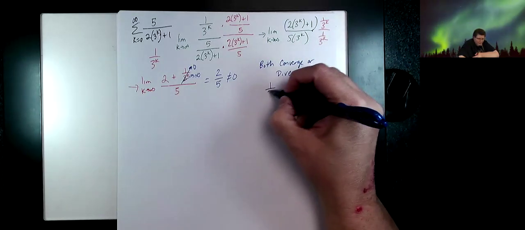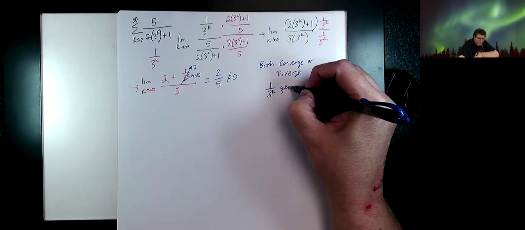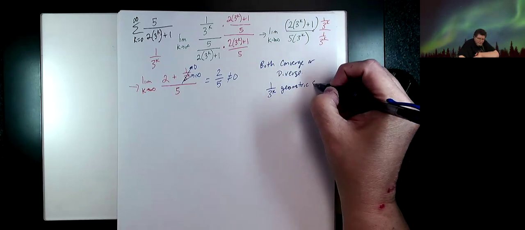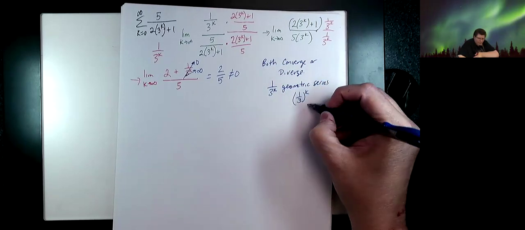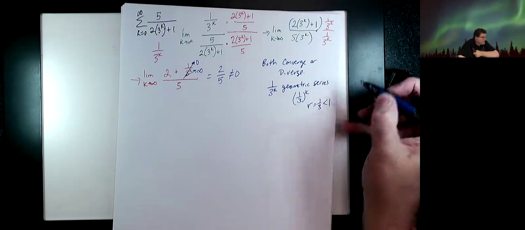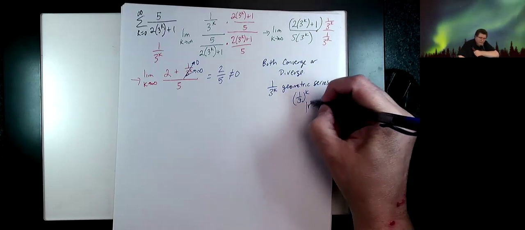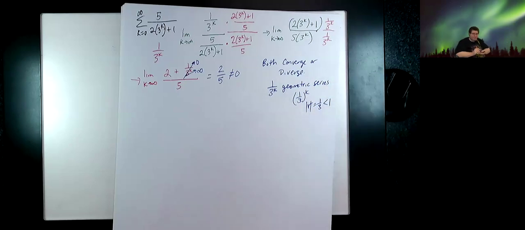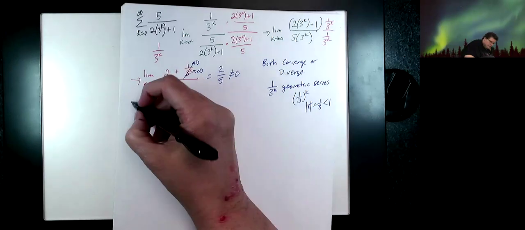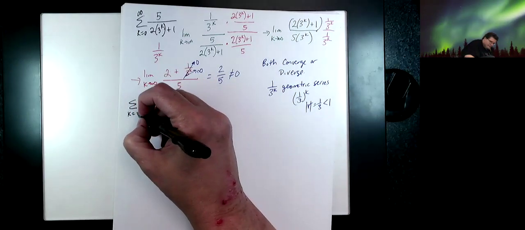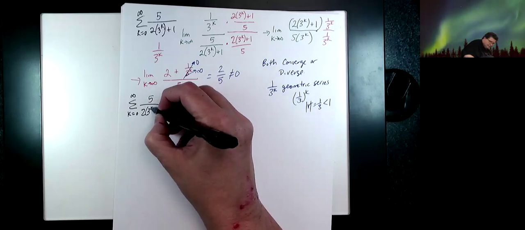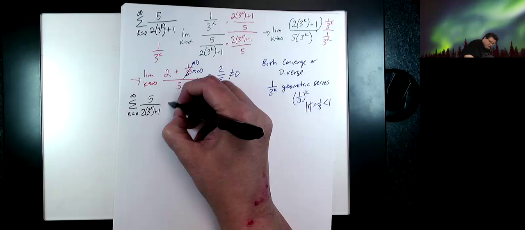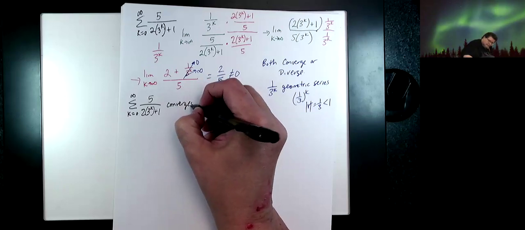And 1/3 to the K was a geometric series, which definitely converges. Geometric series, this is 1/3. R equals 1/3 is less than 1. It's in that requirement. We need the absolute value of R to be less than 1. So it converges. So the sum from K equals 0 to infinity of 5/2 times 3 to the K plus 1 converges by the limit comparison test.